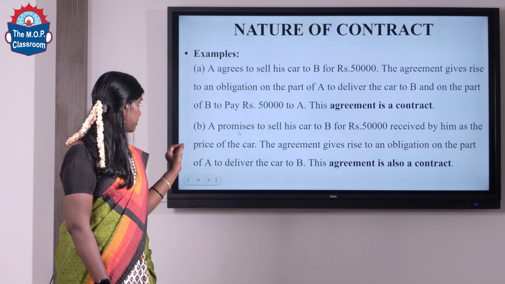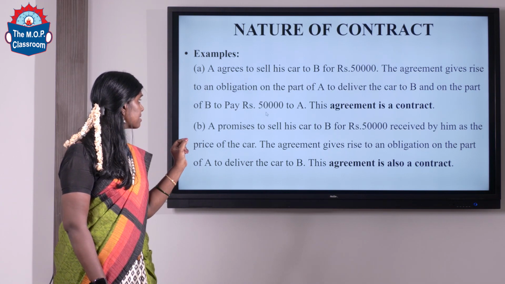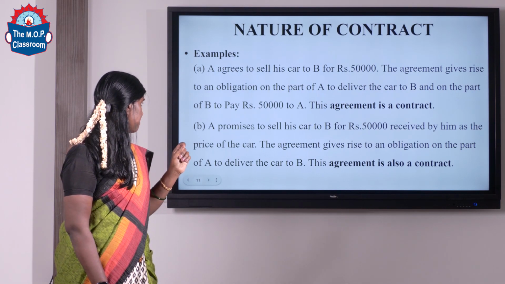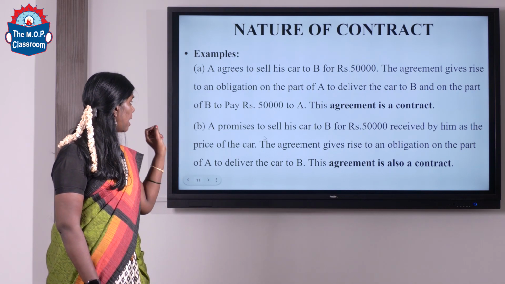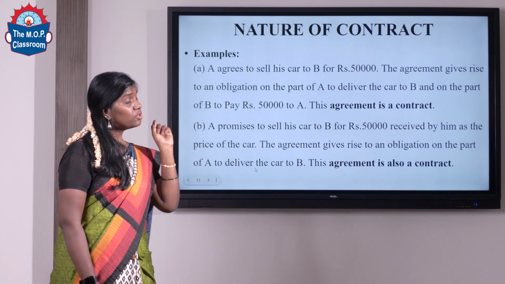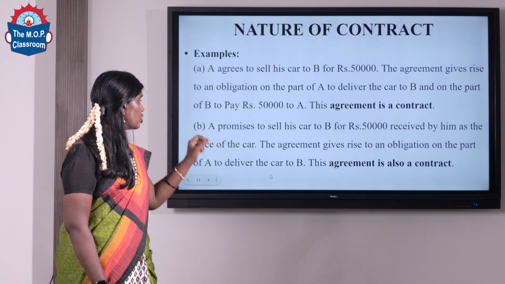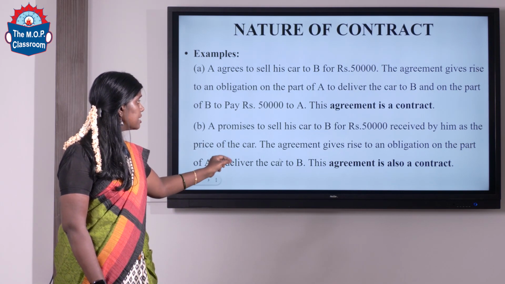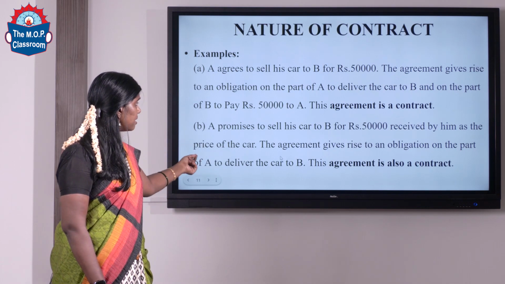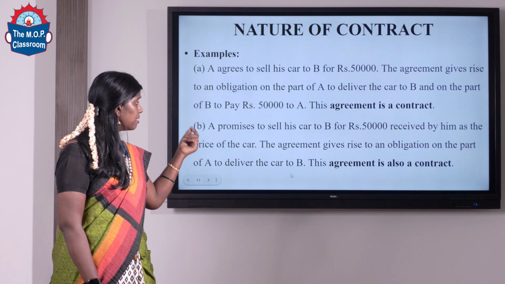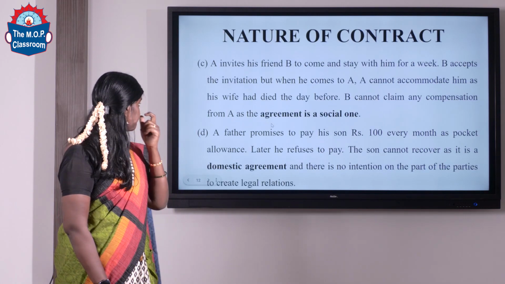In the next example, A promises to sell his car to B for rupees 50,000 received by him as the price of the car. The agreement gives rise to an obligation on the part of A to deliver the car to B. So here this agreement is also a contract because the agreement gives rise to an obligation from A to B.